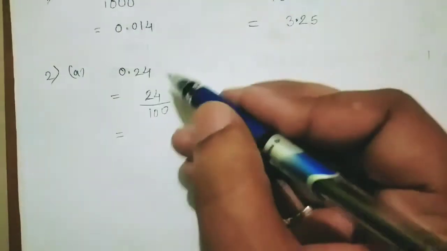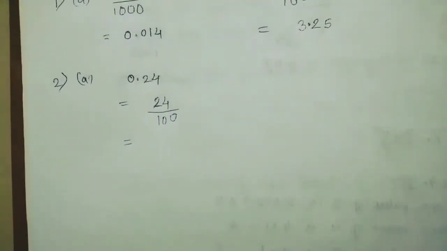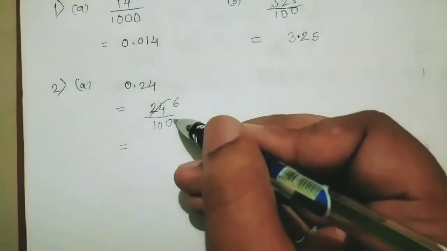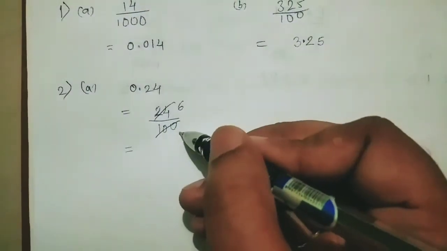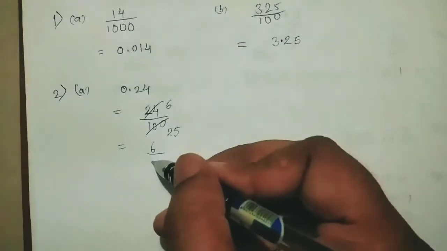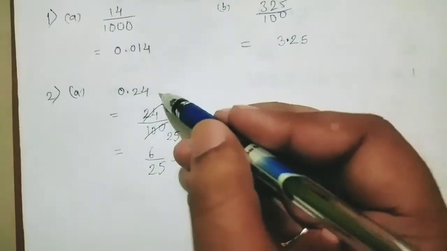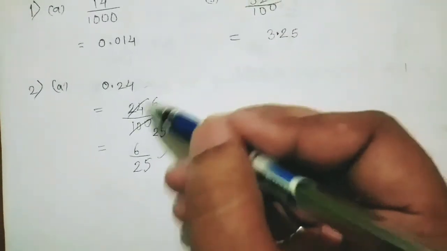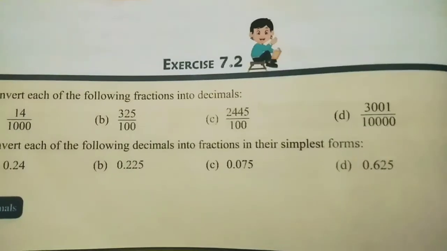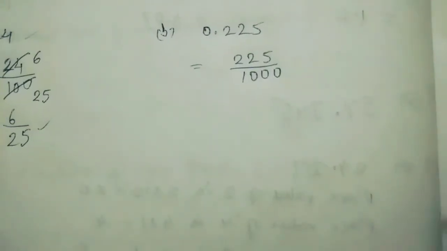Simplest form means you have to do the cutting process here. So by what will you cut? Let's see. By 4 we will cut. 4 6s are 24. Then dividing 100 by 4 gives 25. So 6 by 25. The answer is 6 by 25. So this is the fraction of this decimal number. Okay. So first of all you have to convert like this. Then you have to do the simplification. Okay. Now let us do B number. C and D are homework.